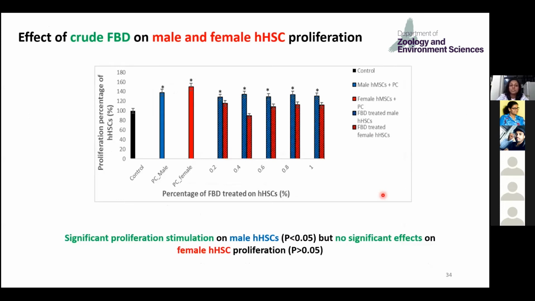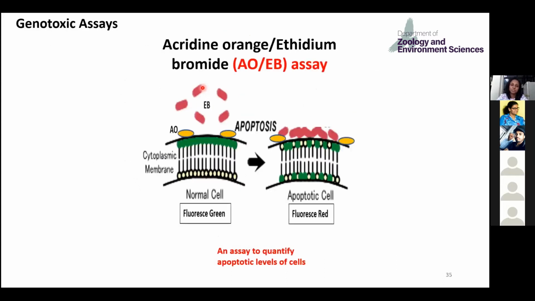And the effect of this distillate on male and female hematopoietic stem cell line proliferation. Here again you can see there is a significant proliferation rate, but it was similar to the positive control which we used. The positive control was again that cocktail of hematopoietic stimulants, the commercially available stimulants. So the effect of the distillate was similar to the positive control.